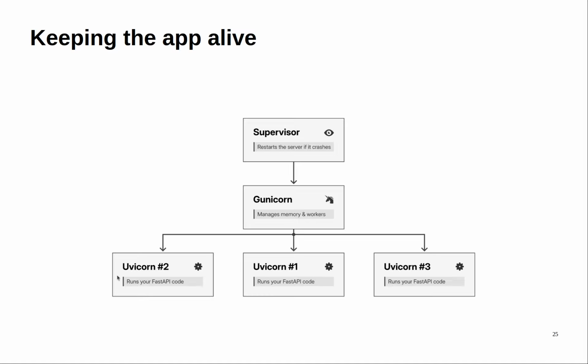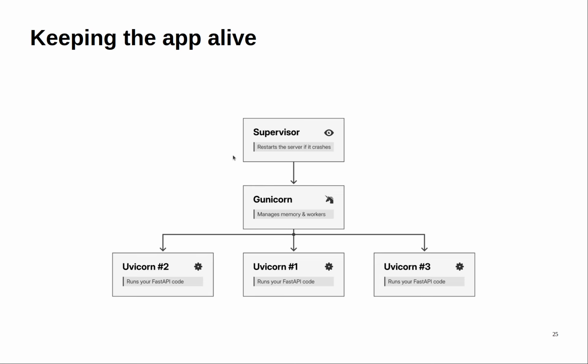Let's say that this worker crashed for some reason. Gunicorn will detect that. It's going to delete it and replace it with a new worker. And this is going to be done automatically for you. You don't need to SSH to the server and start the worker manually. That's not scalable, but this is.